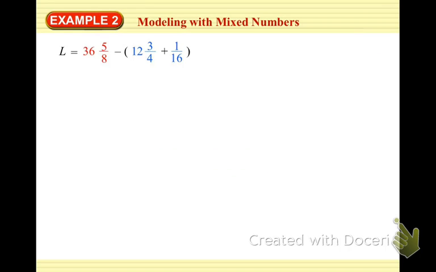So you can see that we have our equation, the original amount, 36 5/8, minus the part we cut off plus the part that was destroyed, and we're going to get a common denominator for all of those. In this case we could use 16 because 8 and 4 are factors of 16, so 16 can be our least common denominator.